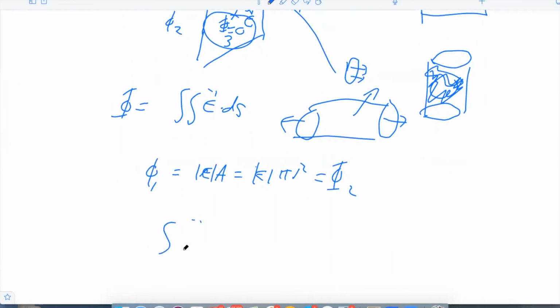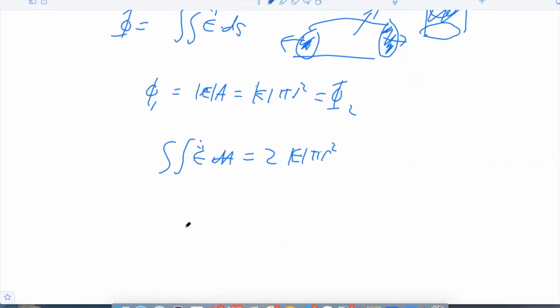So the double integral of E dot ds will be 2 magnitude of E pi r squared. Or another way to think of it, pull the E out, double integral of dA would just be the area that actually has flux, not the entire surface area of the whole cylinder, only these 2 areas, because the flux coming through this part was 0.